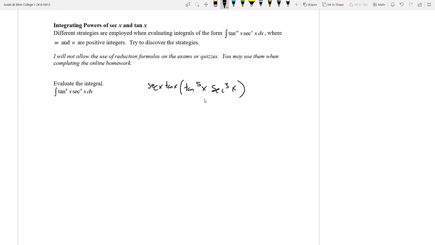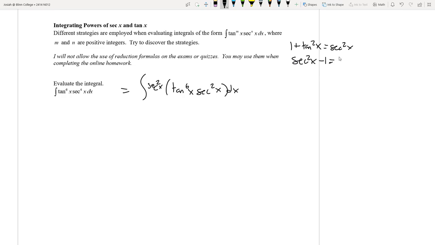So we'll go the other route. What happens if we take this and split off a secant squared of x? We're left with tangent to the 6th of x, secant squared of x in our integral. And when we do that, we have an even number of secants. We can turn them into tangents. So we have our du and our u. Remember the relationship: 1 plus tangent squared of x equals secant squared of x. Likewise, secant squared of x minus 1 equals tangent squared of x. That's the relationship we're going to use here.